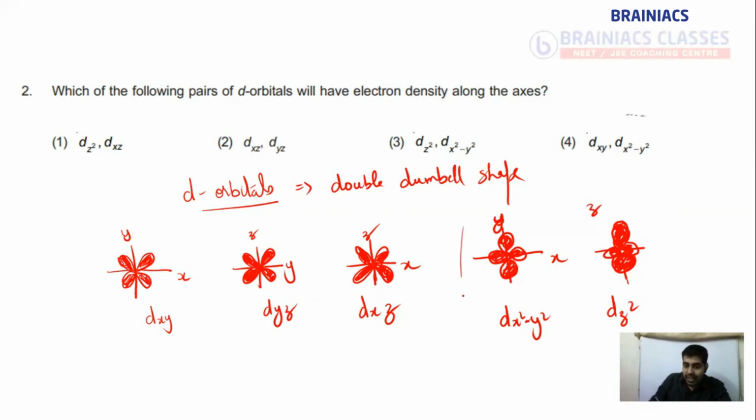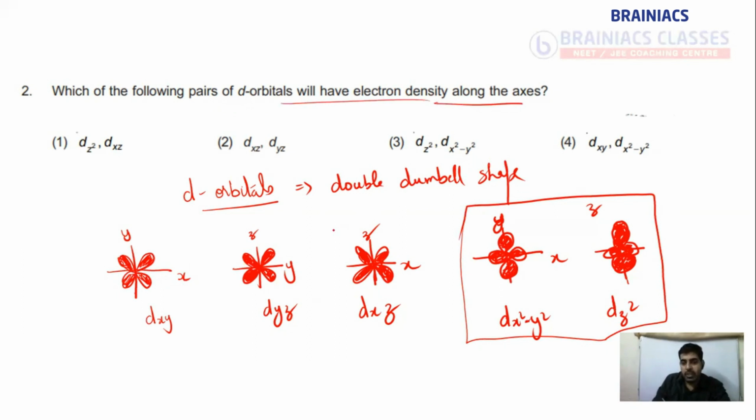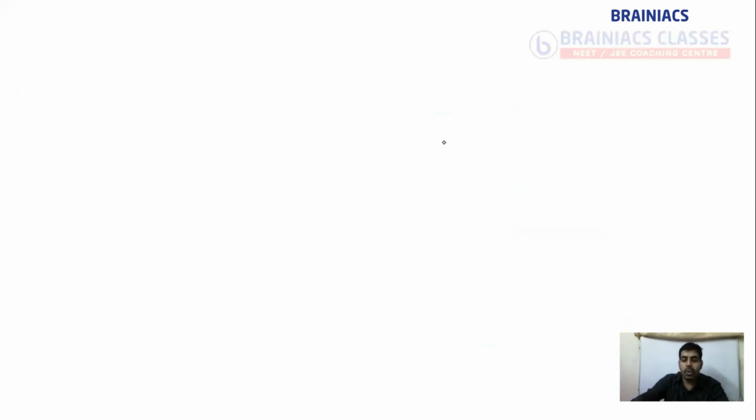Now in dx square minus y square and dz square, the electron density is along the axis. So which of the following pairs of d orbitals will have electron density along the axis? Along the axis, electron density is observed in dx square minus y square and dz square. I think it's clear. So the second question, answer option 3. Moving on to the next question, question number 3.